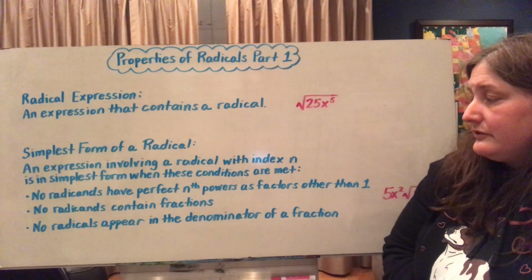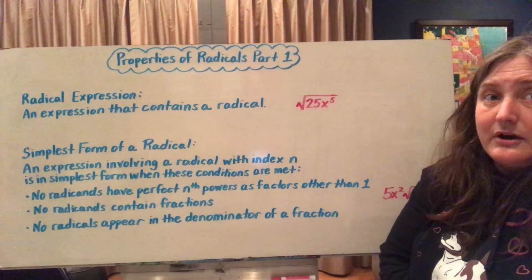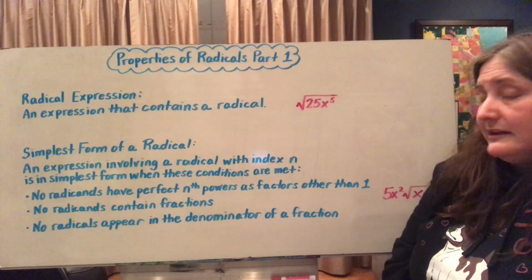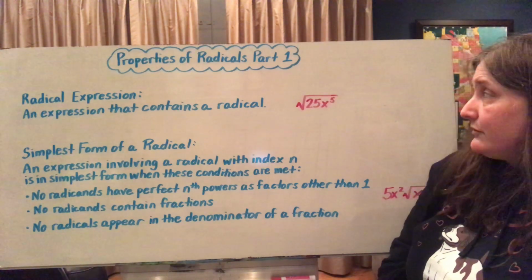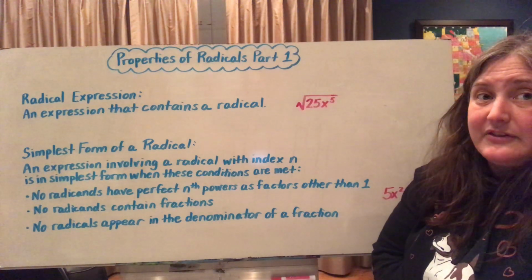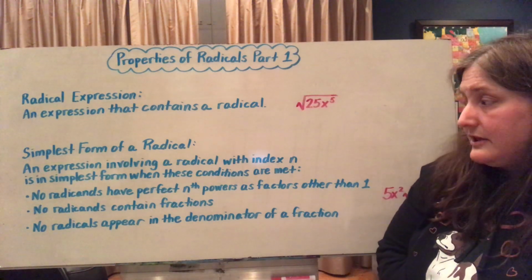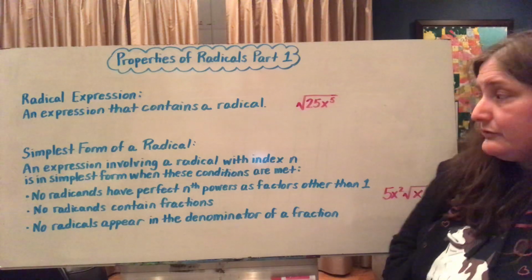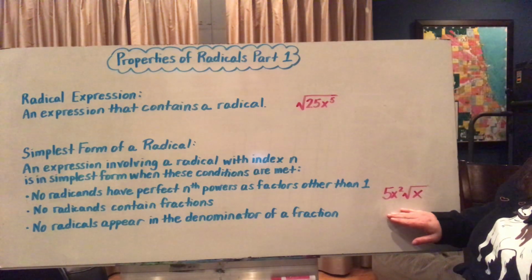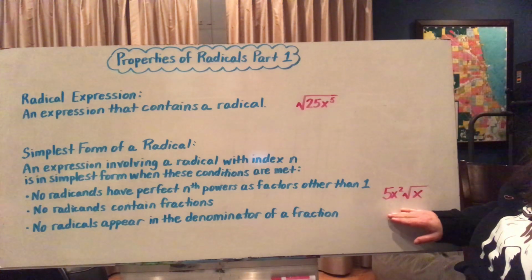And no radicals can appear in the denominator of a fraction. So if we have something in fraction form, it's allowable as long as this radical sign is not over anything in the denominator. It doesn't include anything in the denominator of the fraction. So this guy in simplest form would be 5x squared times the square root of x.